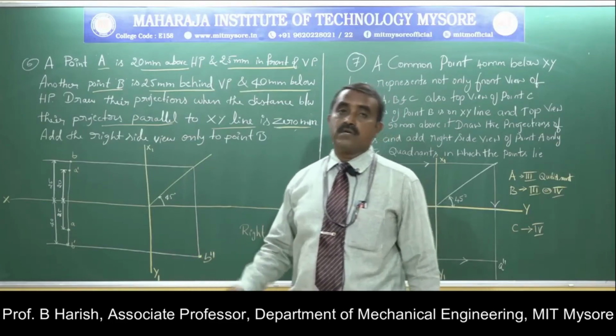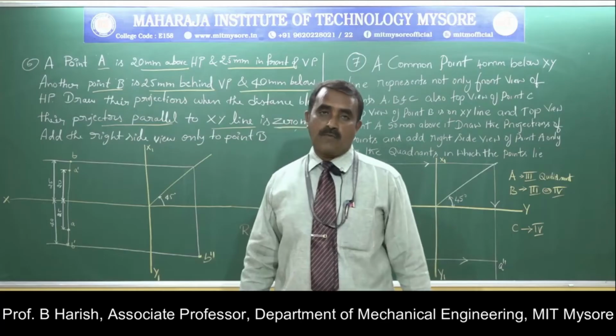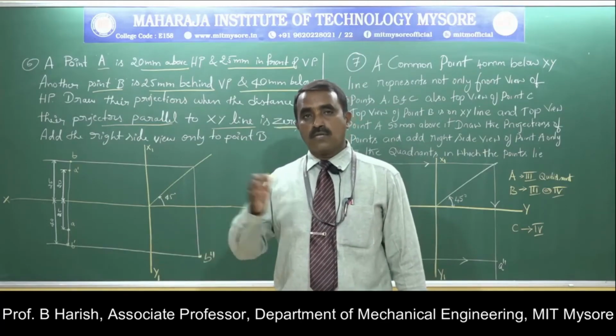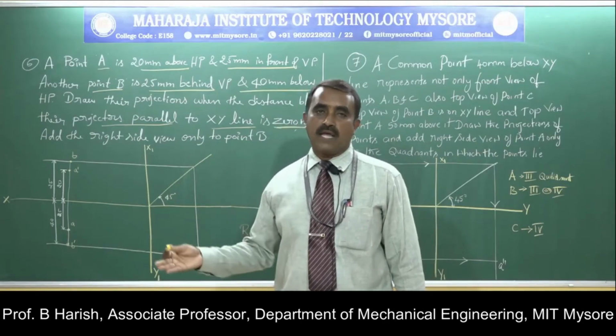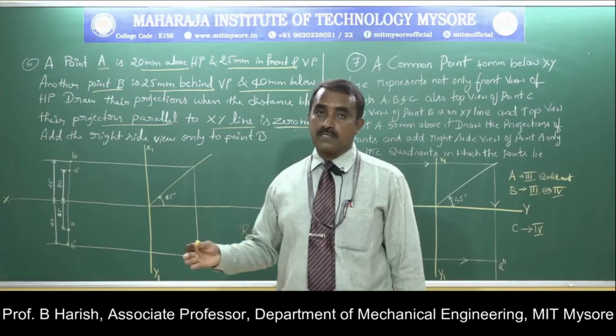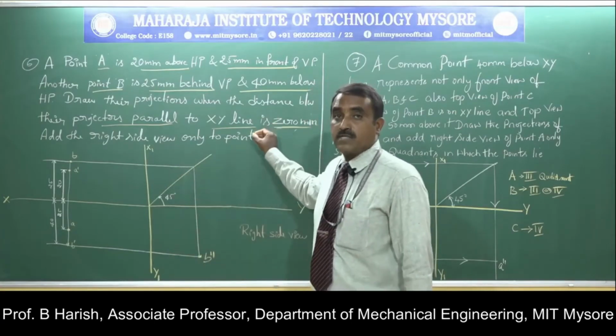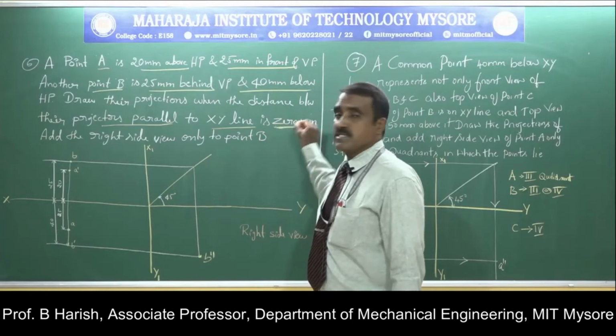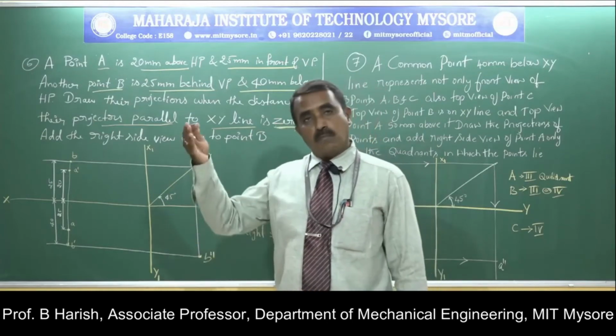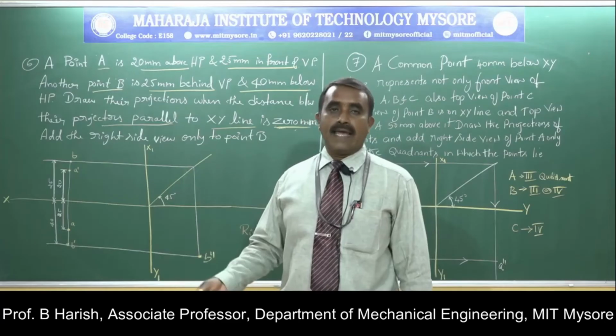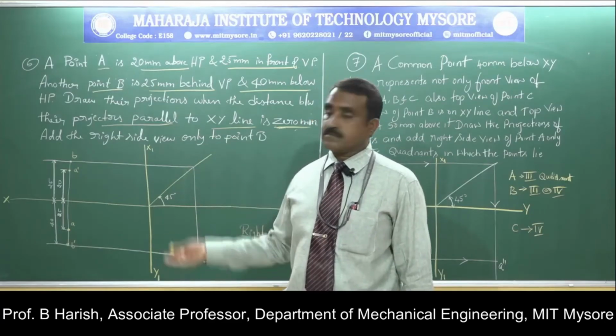In the previous problems, a convenient distance was given in one problem. In another problem, the distance measured parallel to the xy line was given between the two projectors. But here the distance measured parallel to the xy line is 0. This is very much important. So since it is 0, the projectors of both the points A and B will be coinciding.